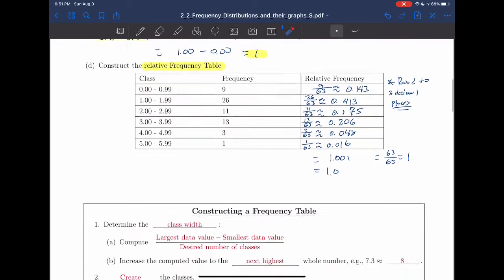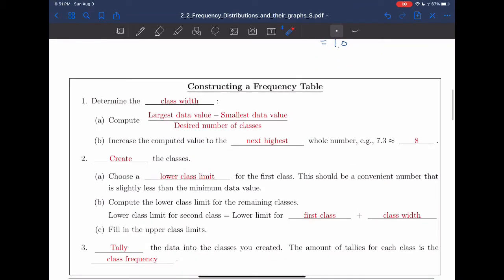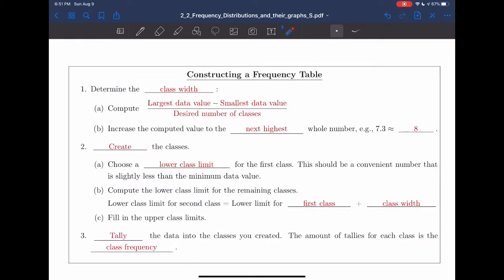So there's a couple steps that we have to consider. To construct these frequency tables, we have to determine the class width. There are a lot of ways to determine your class width, but in this class, we're going to use this little formula here. We take the largest data value in your data set, subtract the smallest, and divide by the number of classes that we want.